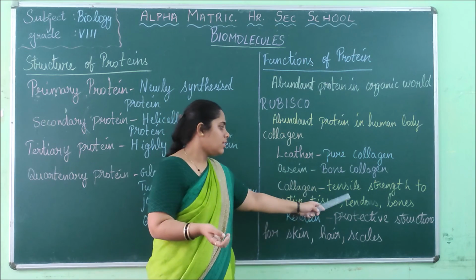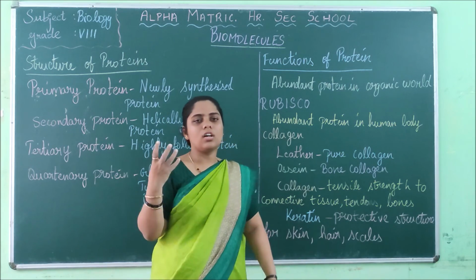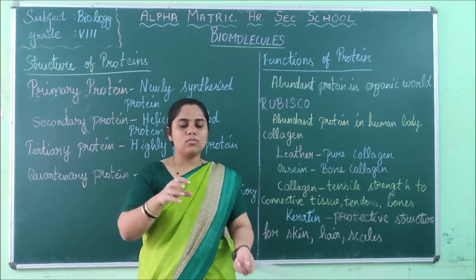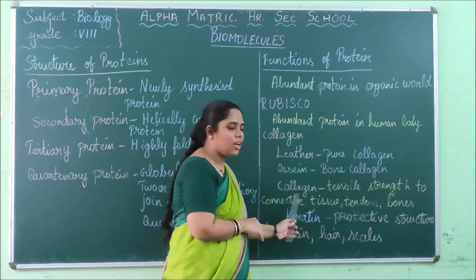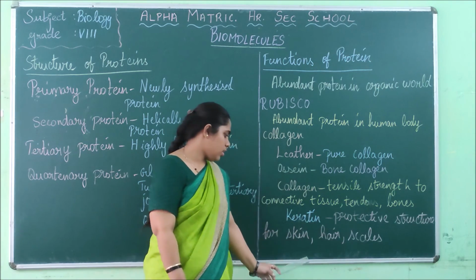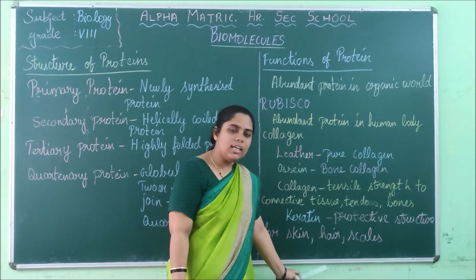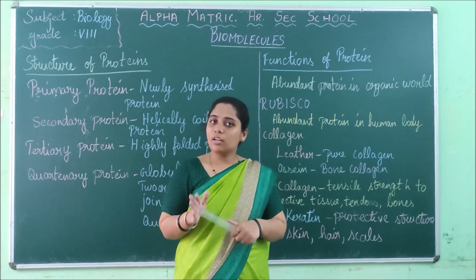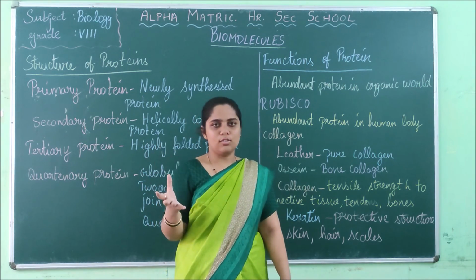Collagen gives tensile strength to connective tissue, tendons and bones. So collagen gives strength to the joints, bones and all the connective tissues which connect one another. For all those things, collagen is used. And next is keratin. Keratin is a protective structure in skin, hair and scales of fishes. So that is where we can find keratin. I have listed some of the functions of protein. There are other functions in your book. Just have a look and we will discuss it in the Zoom class.